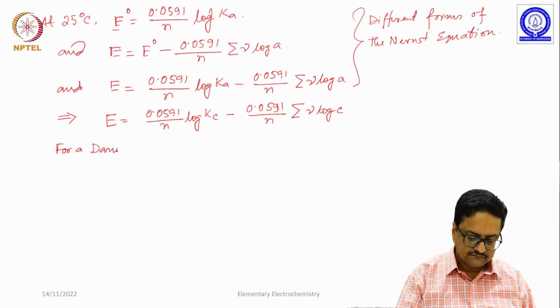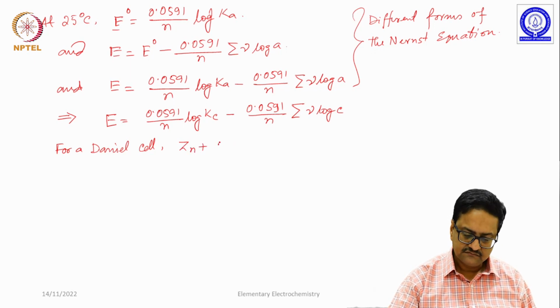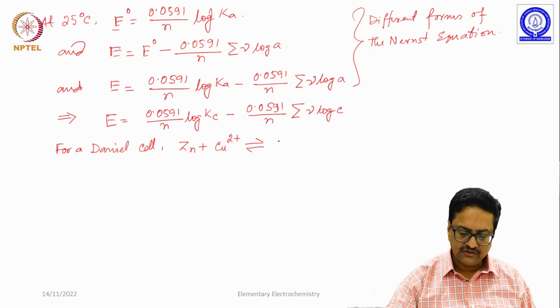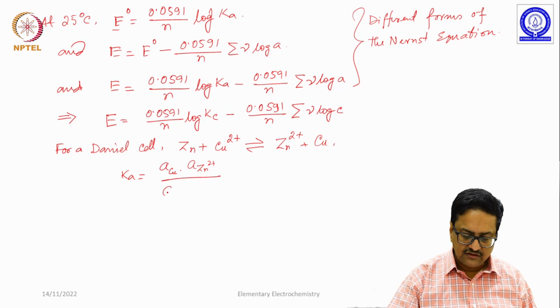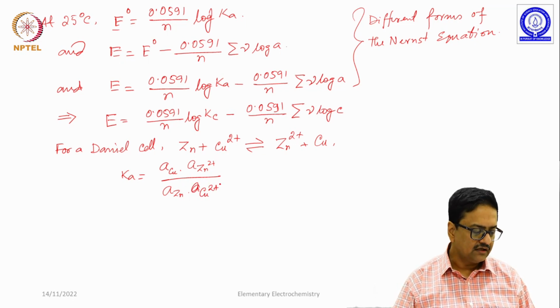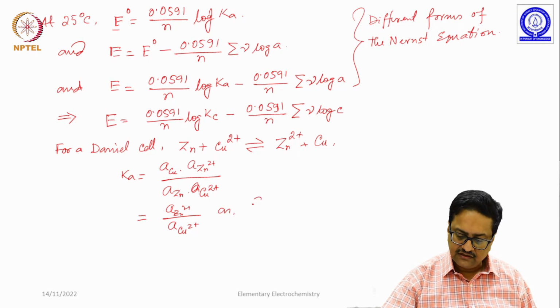for a Daniell cell where the cell reaction is Zn plus Cu2+ in equilibrium with Zn2+ plus Cu, one can write Ka equal to activity of Cu into activity of Zn2+ divided by activity of Zn into activity of Cu2+, which can be equated to activity of Zn2+ by activity of Cu2+, as the activity of pure metallic copper is equal to activity of pure metallic zinc, which is assumed to be equal to 1.